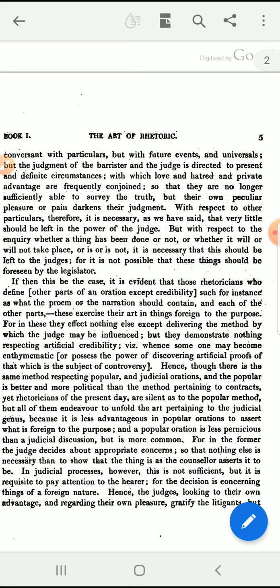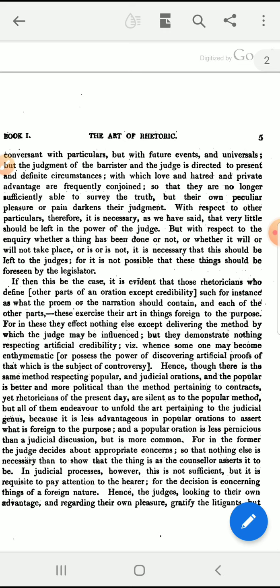In these, they effect nothing else except delivering the method by which the judge may be influenced. But they demonstrate nothing respecting artificial credibility, namely, whence someone may become enthymematic or possess the power of discovering artificial proofs of that which is the subject of the controversy. Aristotle's arguing that that's the actual duty of the rhetorician, to discover proofs of that which is the subject of controversy. And notice he says artificial proofs.